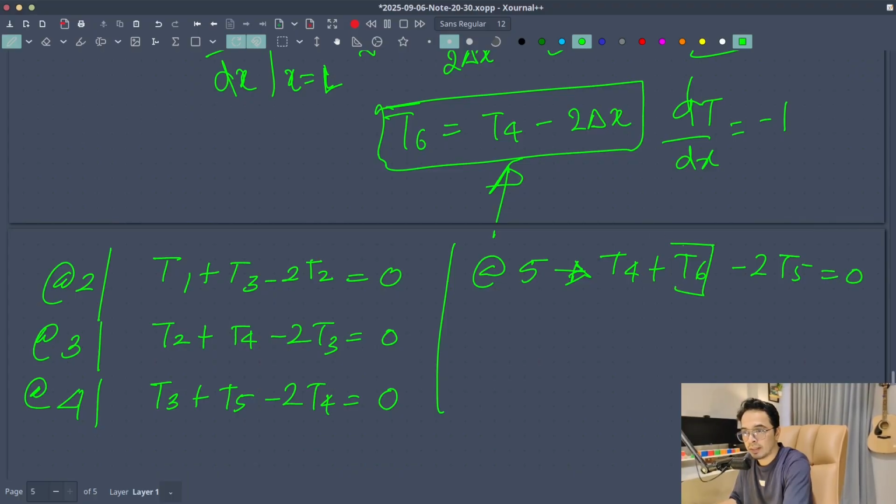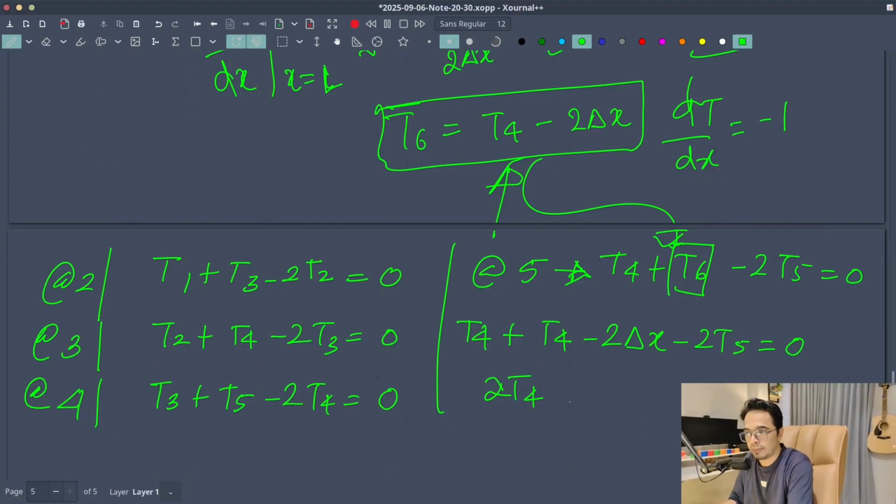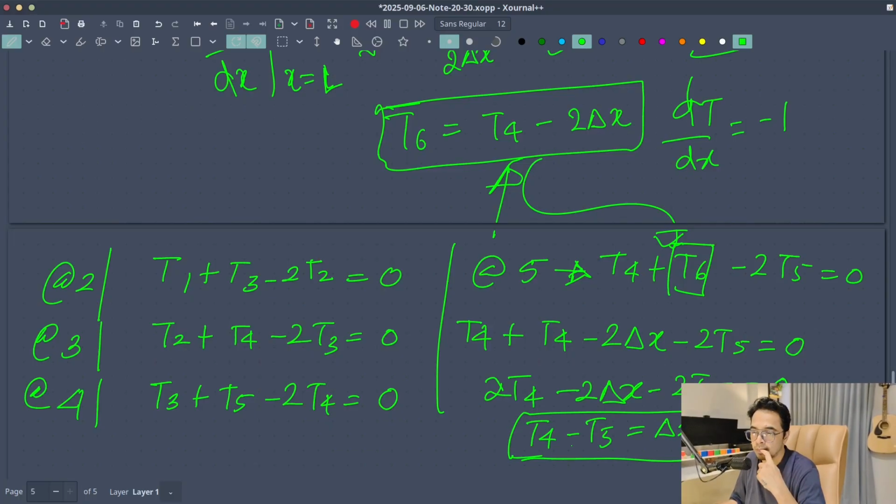And abracadabra, T6 assumes the value from this equation. So I will write T4 plus T4 minus 2 delta x minus 2T5 is equal to 0. So 2T4 minus 2 delta x minus 2T5 is equal to 0. Simplifying a lot there, I can write T4 minus T5 is equal to delta x. And this is all because we simplified a lot of things.